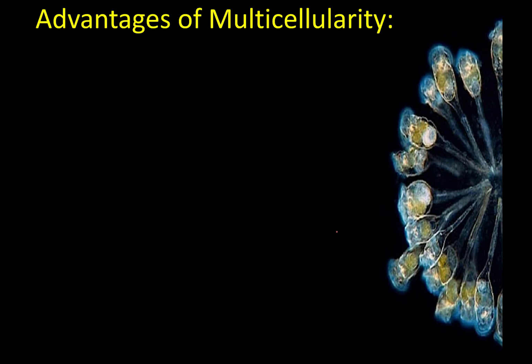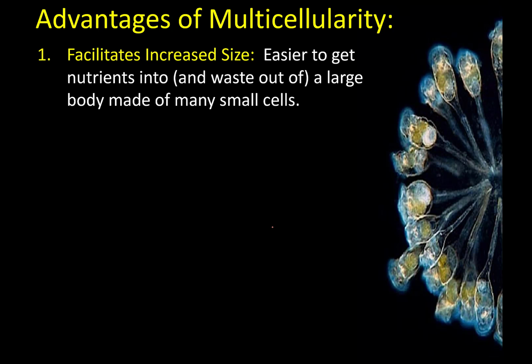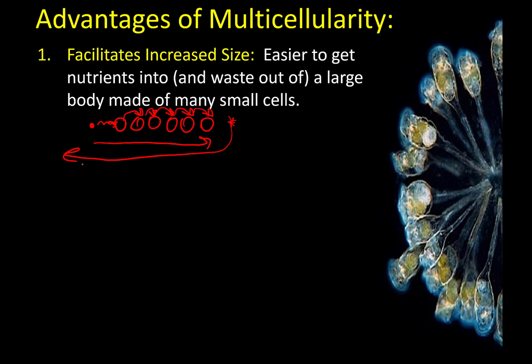Now, there are several big advantages of being multicellular, which would explain why it potentially has evolved many times across all of the kingdoms of eukaryotic life. It facilitates an increase in size. It's a lot easier to get nutrients into and waste out of a large body that's made of many small cells. The cells individually can act sort of like a bucket brigade, where food particles that are captured outside the cell can be passed from one cell to the next very efficiently and very rapidly, which allows the movement of nutrients into the cell and would likewise allow the movement of waste products out of the cell efficiently and quickly.